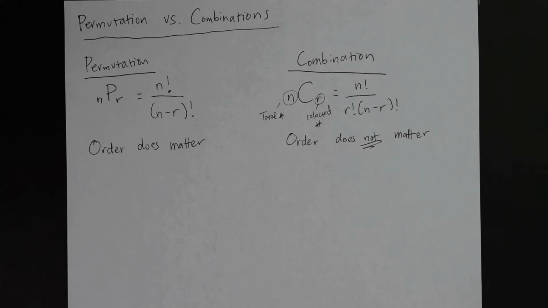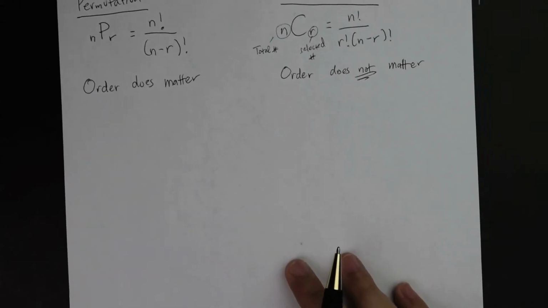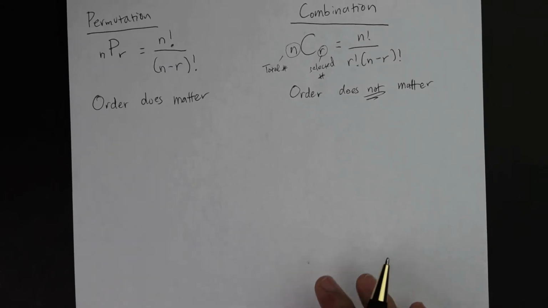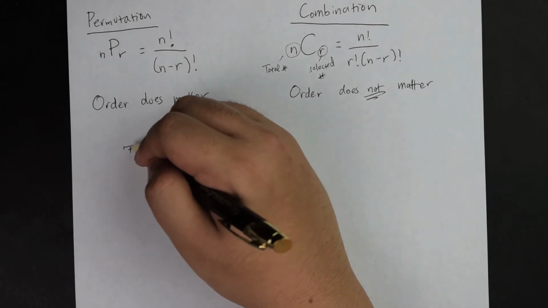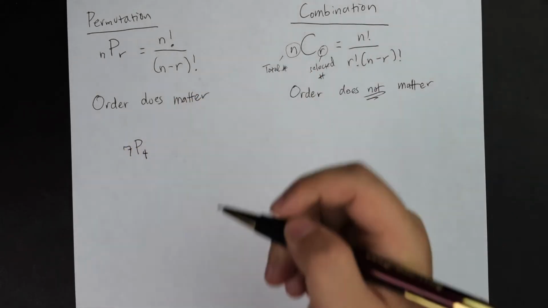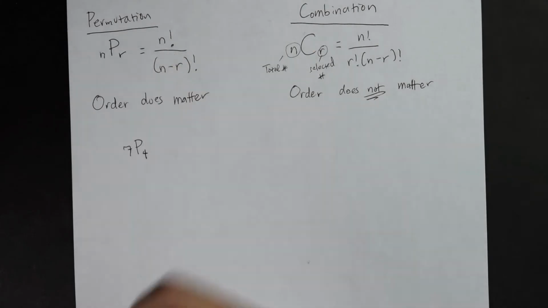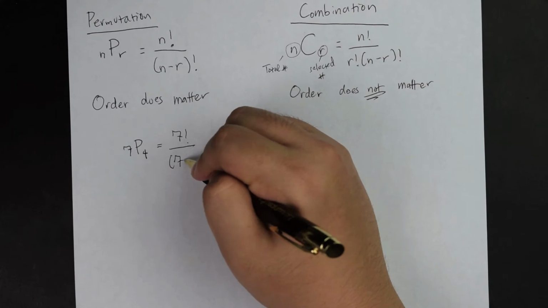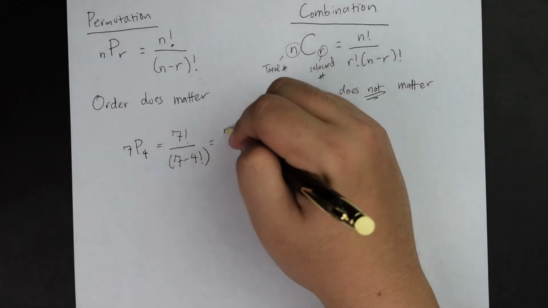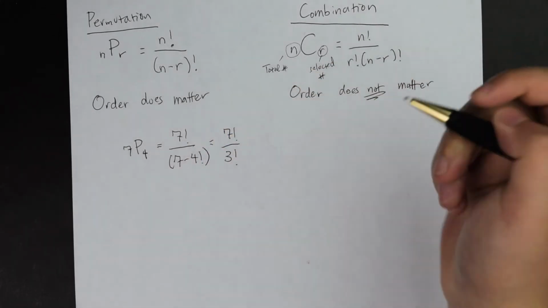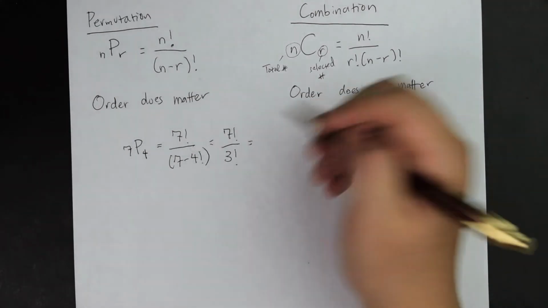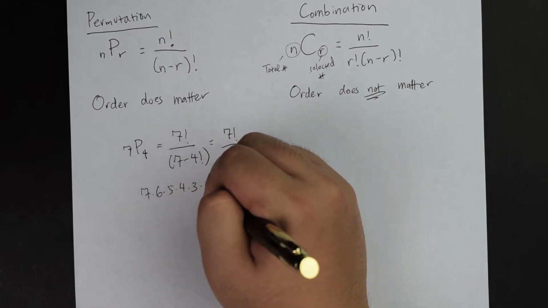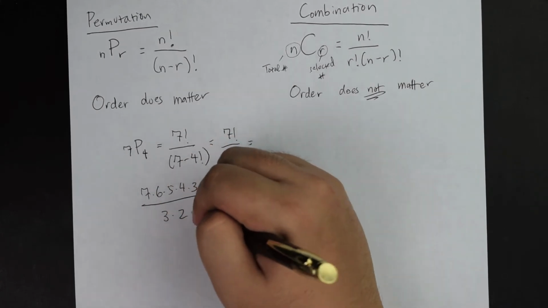So just to demonstrate these types of questions and how to solve them, before I go into real life scenarios, I do want to do some problems. For example, let's say I give you the question 7P4. How do I go about doing that? According to the equation for nPr, it's 7 factorial over (7 minus 4) factorial, which means 7 factorial over 3 factorial. In more detail, it's 7 times 6 times 5 times 4 times 3 times 2 times 1 over 3 times 2 times 1.